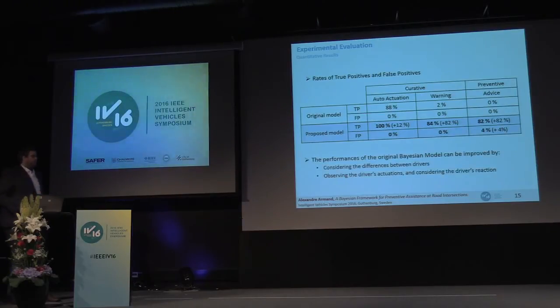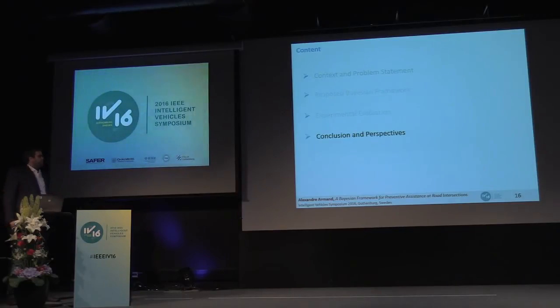So what I want to show here is that the performance of the original Bayesian network can be improved by considering the differences between drivers and by observing the driver's actuation, which allows to infer whether or not the driver has started to react to the situation.